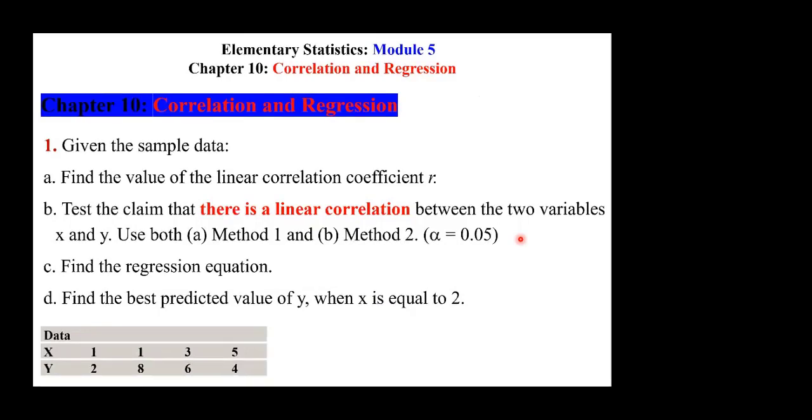Number 1, given the sample data, find the value of a linear correlation or test the claim that there is a linear correlation between the two variables x and y. Use both methods. Alpha is 0.05. Find the regression equation. Find the best predicted value of y when x is equal to 2.